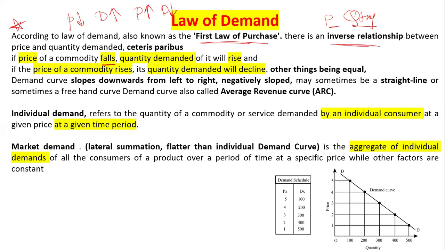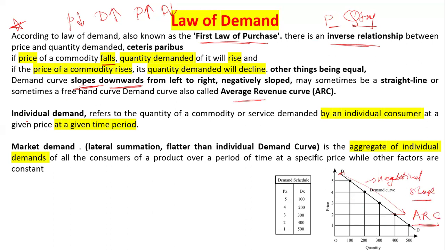So they have an inverse relationship. That's why the slope of the demand curve is downward, from left to right. This is called a negative slope. Here you can see a straight line, or sometimes a freehand curve. This demand curve is also called ARC, that is, the average revenue curve.